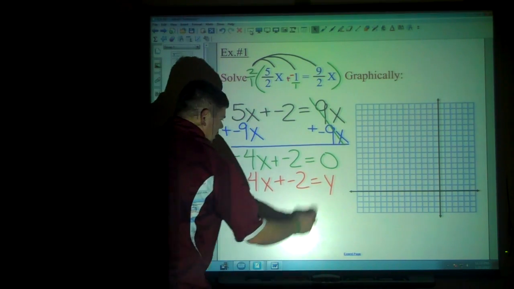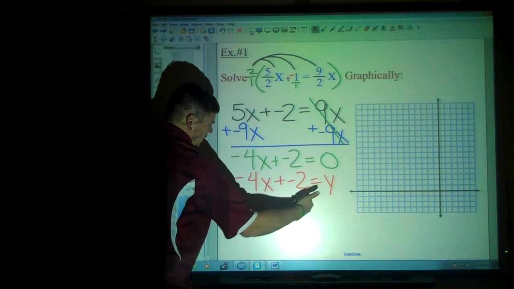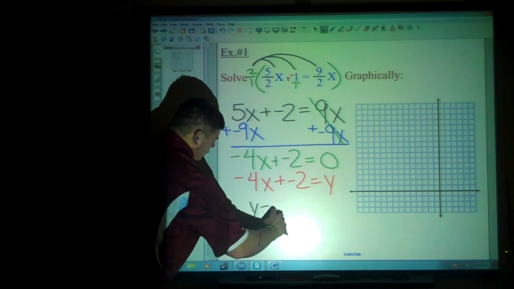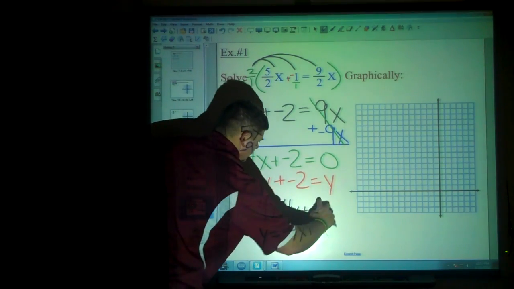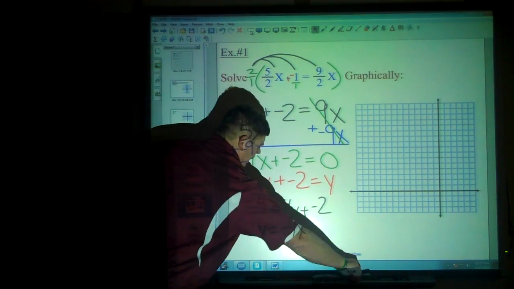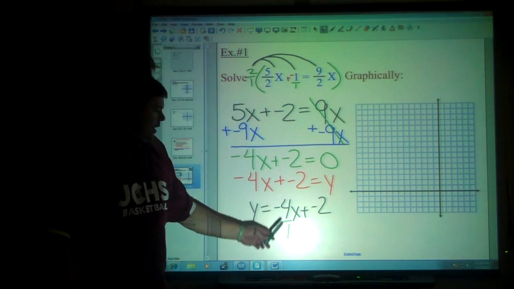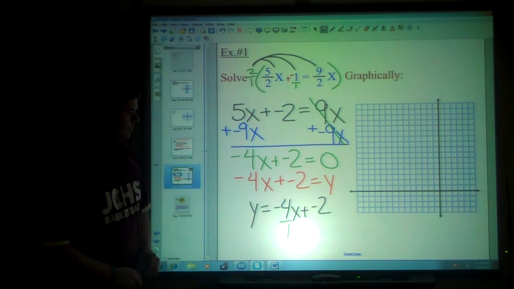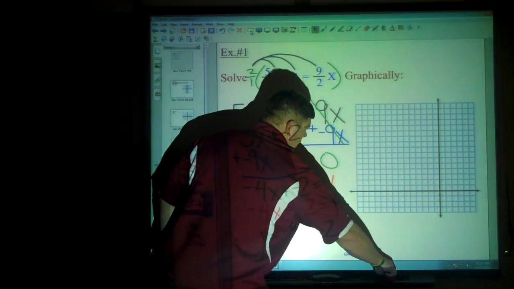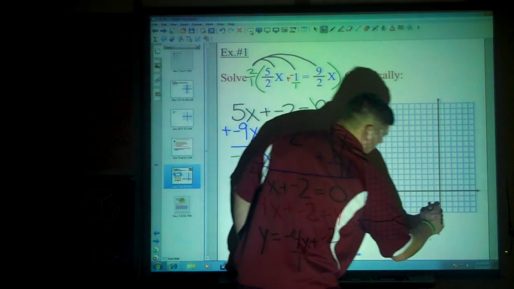I'll rearrange it so the y is first. I'll just take everything and switch it around. Y equals -4x plus -2, which if you would like, you can make it have rise over run. So it's telling you to go down 4 and right 1. Now, we can go to our graph over here. Let's spread it out a little bit.